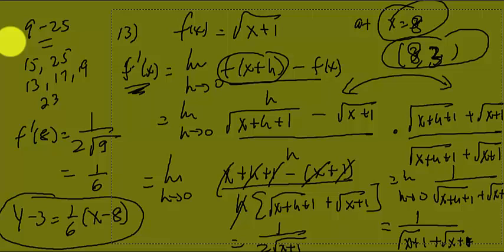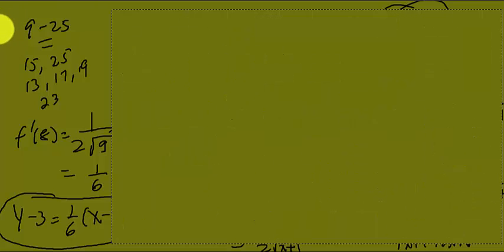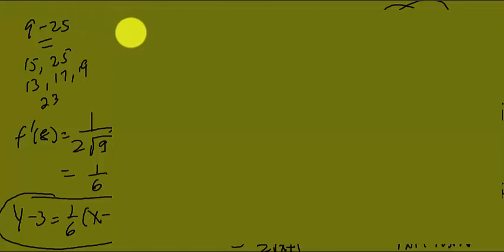So that is 13. So let's go to 15. At y is equal to 1 over x, they just want me to find the derivative of this. That's all. So do it the long way.